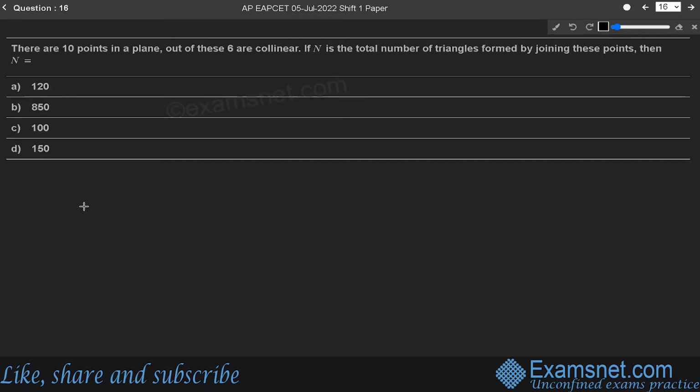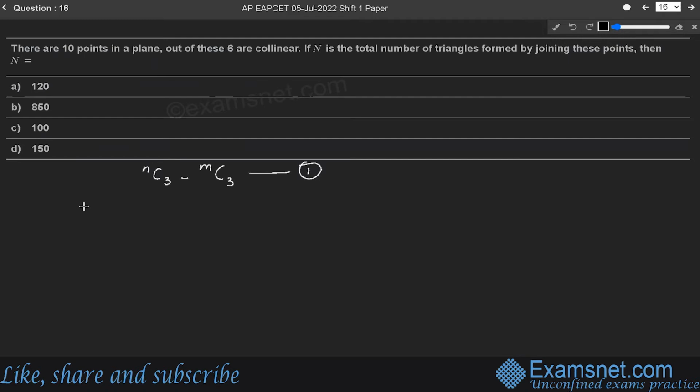Next question is, there are 10 points in a plane. Out of this, 6 are collinear. If n is the total number of triangles formed by joining these points, then n is equal to. We have to find the maximum number of triangles that can be formed. If out of n points, m are collinear, then the number of triangles that can be formed is nC3 minus mC3. Let this be equation number 1.